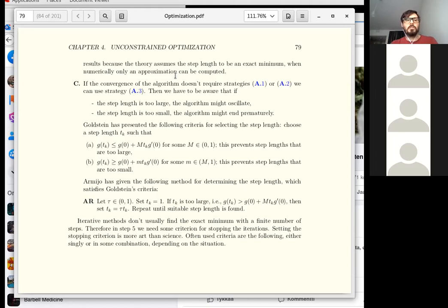I'm not going to go into Goldstein's criterion. They can be found in the literature. There is another one: if you have a normalized step length, which is, let's say, 1, and it's too large, then multiply it by some number between 0 and 1, and repeat until you find a suitable step length. So you kind of scale down the step length from where you were.